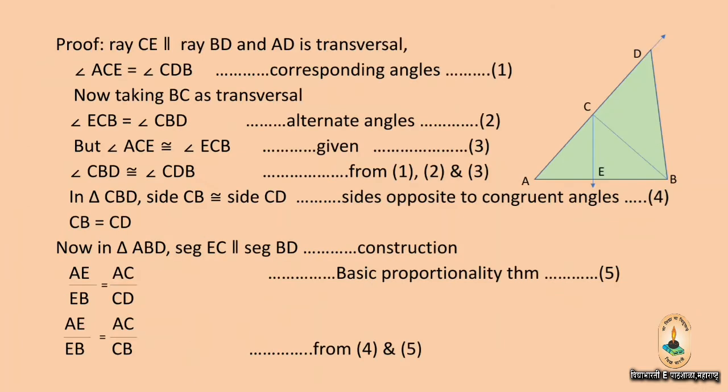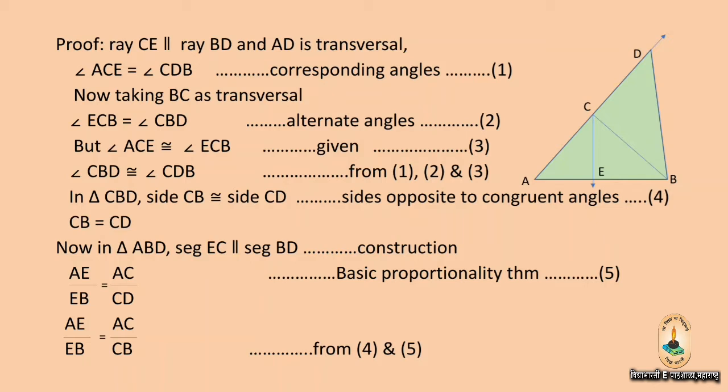Proof is, observe the figure. Ray CE is parallel to ray BD and let AD be their transversal. Then their corresponding angles are congruent and therefore we write angle ACE equal to angle CDB. Reason is by corresponding angle theorem. Number this as 1.